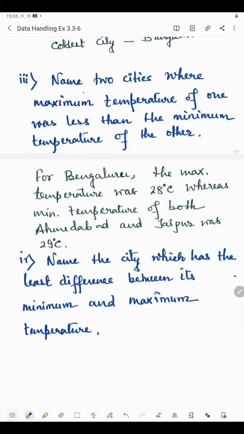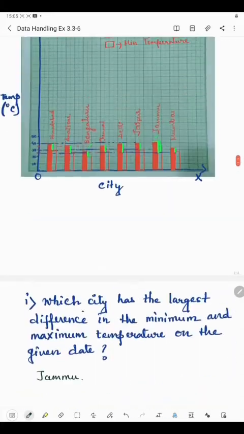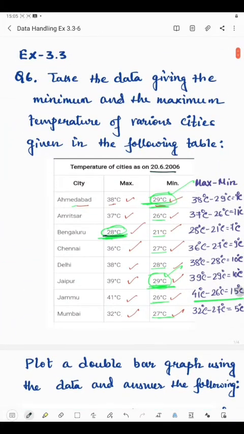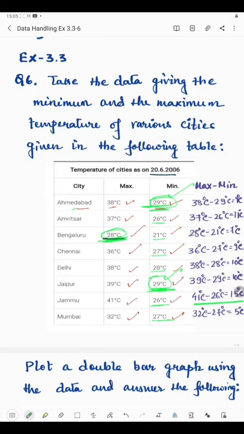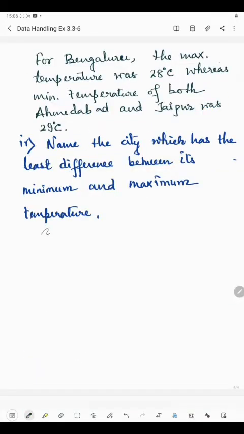Okay, now the last part of this question, name the city which has the least difference between its minimum and maximum temperature. So we have got this before, like here we have got the highest difference in maximum and minimum is Jammu, and the least difference is in Mumbai, which is 5 degrees Celsius. Okay, so we'll write it's Mumbai. Mumbai has the least difference between minimum and maximum temperature.